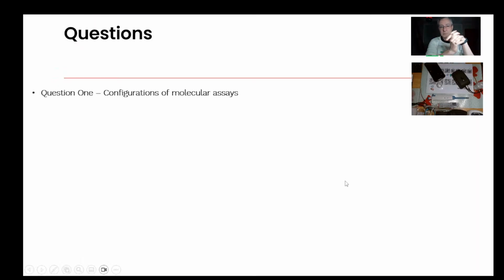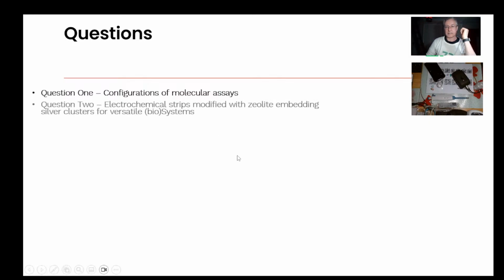So today we're going to talk about configurations of molecular assays. I'll talk about blocking assays, intercalation assays, conformational change assays, and I've got one more in there as well. It's just slipped my mind for a second, but we'll talk about molecular assays this evening. I'll also talk about a particular paper from Italy. It's really about putting silver nanoparticles in zeolites and how to commercialize this kind of work.